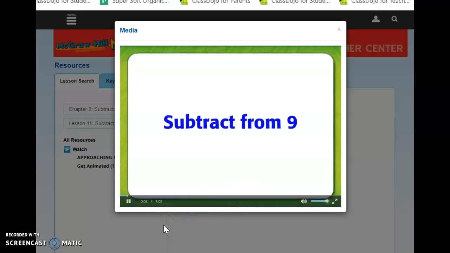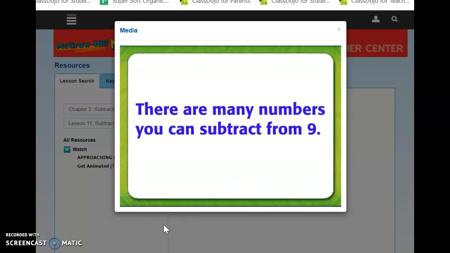Subtract from 9. There are many numbers you can subtract from 9.